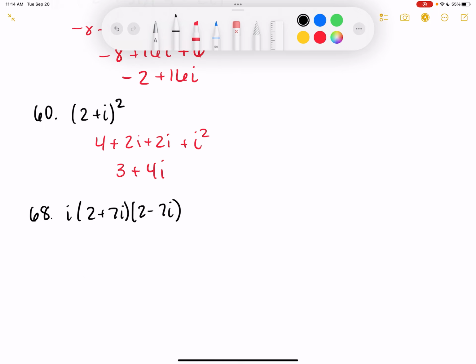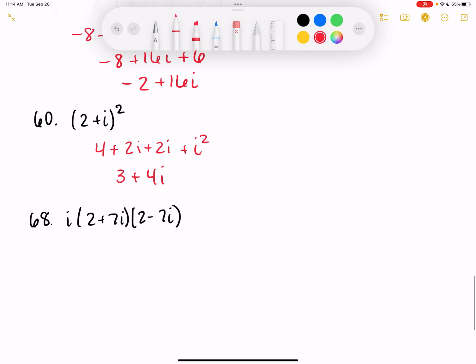All right, so ignore this i in the front. What is this? FOIL. Something special. Perfect square. That was this one. That was this one. What is this one? It's difference of squares. Yeah, difference of squares. So what is that going to multiply into? Something squared, 49.